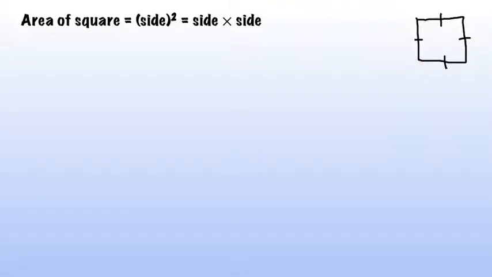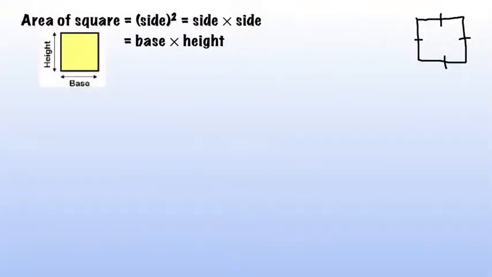In another way, we can also say that it's its base times its height. The length of its base and the length of its height are the same. So the side here times the side here.